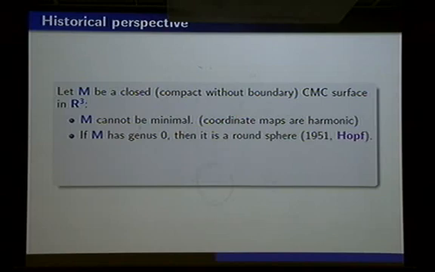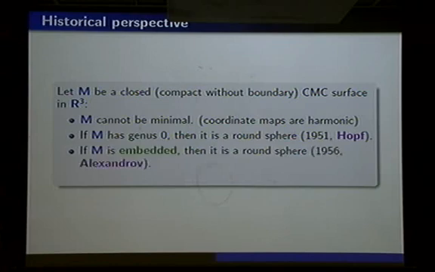And then there is this very important result by Hopf. He proved that if M is genus 0, so if it is topologically a sphere, then it must be, in fact, a round sphere. After this result, Alexandrov proved that if M is embedded with no restrictions on the topology, then again M is a round sphere. Okay, and in proving this theorem, he uses the maximum principle in a very clever way, which is now called the Alexandrov reflection principle.